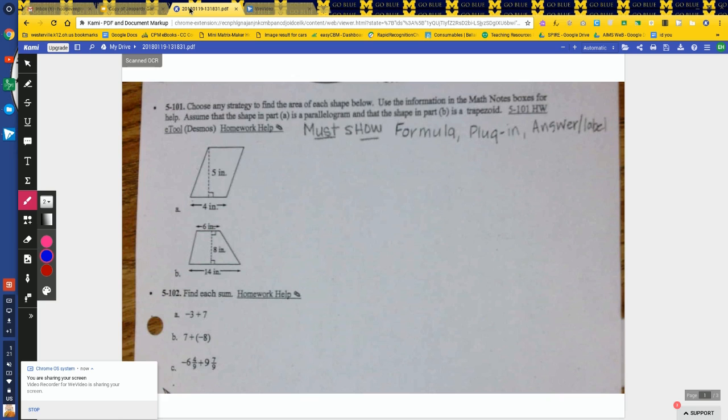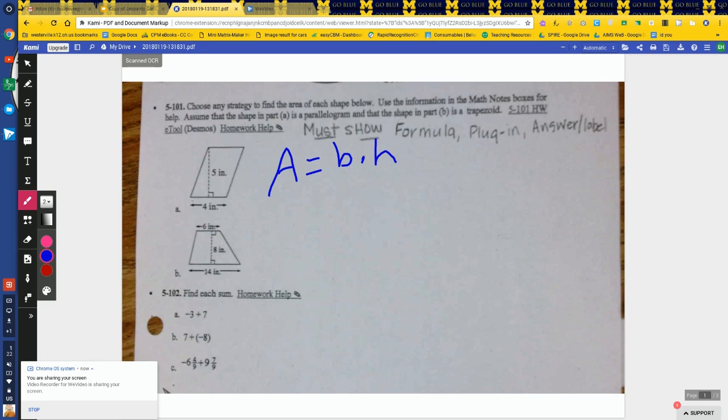All right, question 5, 101. We have two different shapes here. We have a parallelogram and we have a trapezoid. Both have different formulas. So for letter A, we are supposed to, again, show the formula, which is area equals base times height.